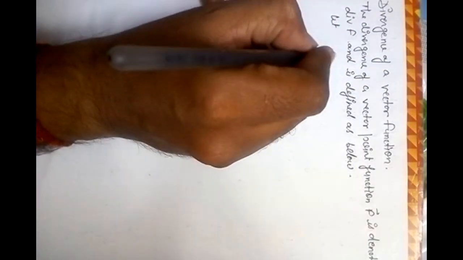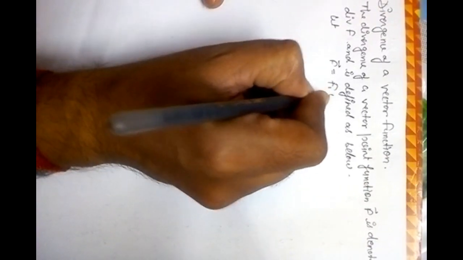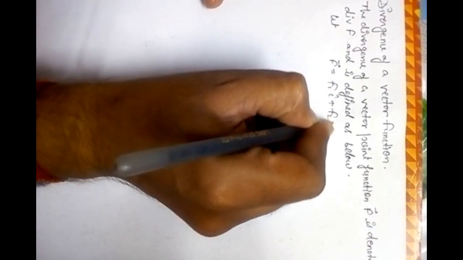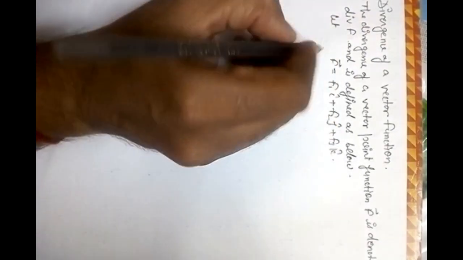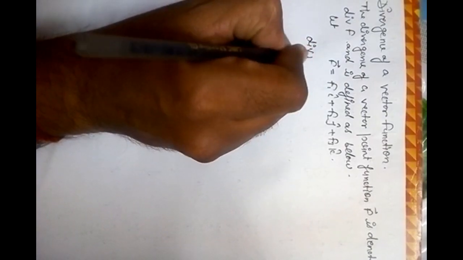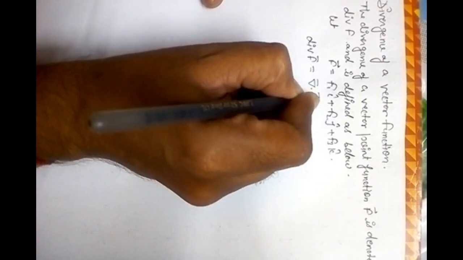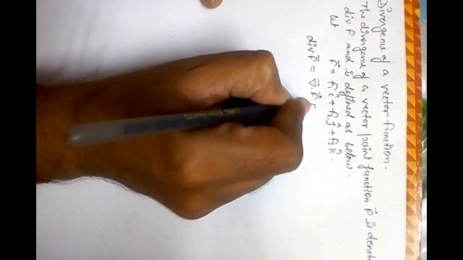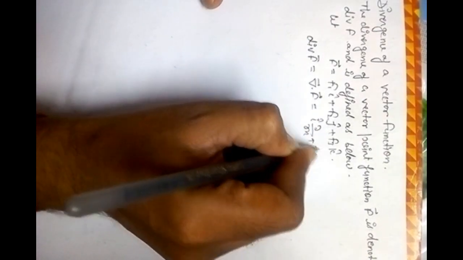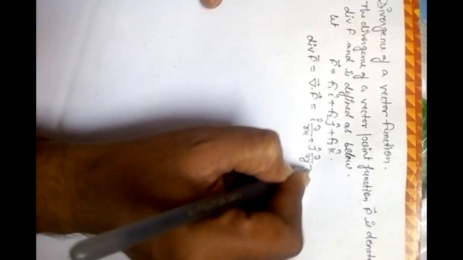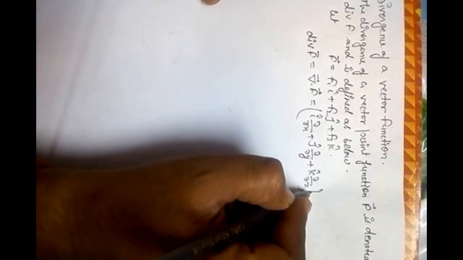Let vector F can be written as F1 i, F2 j, F3 k. Then divergence vector F is equal to del dot F, which is equal to i del upon del x, j del upon del y, k del upon del z.